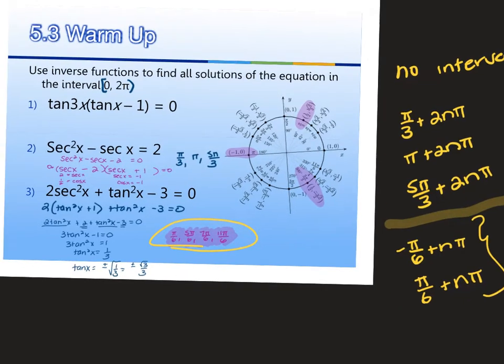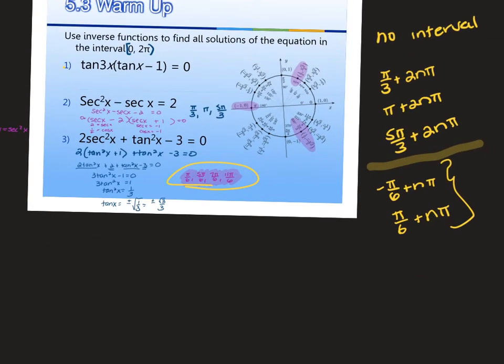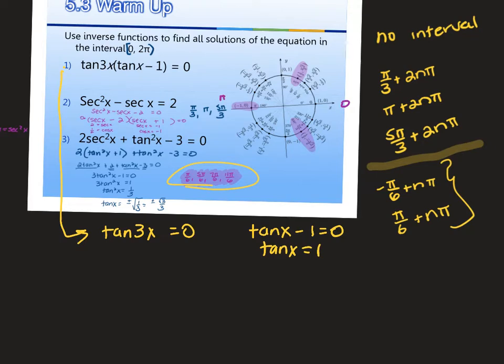Okay, so now let me go back to that first one. This says tangent of 3x would equal 0, and tangent x minus 1 would equal 0. So the left side's already solved. It's a multiple angle, but it's already solved. This one would be tangent of x equals 1. So I'm going to go to my unit circle, and I'm going to figure out where tangent is 0, which is at 0 and also at pi. So then I would get 0. Now this is where it's important, because if there's a 3 there, I know I'm going to have to set 3x equal to this. So it's 0 plus n pi.